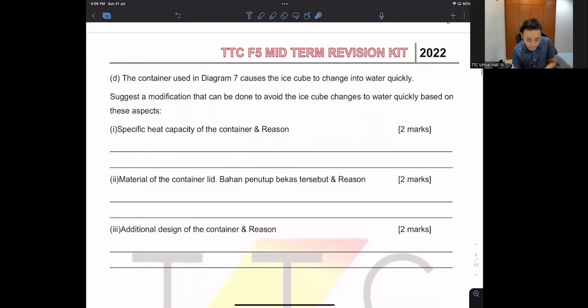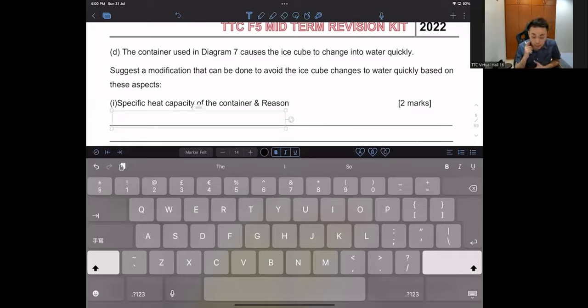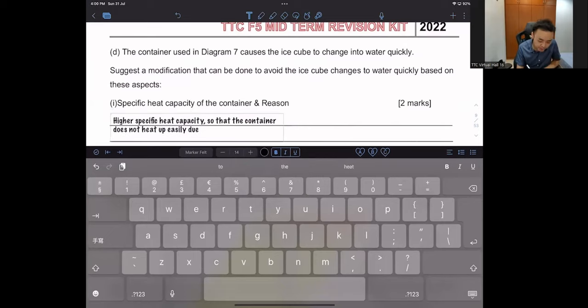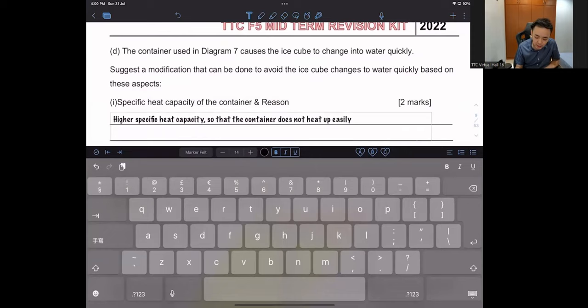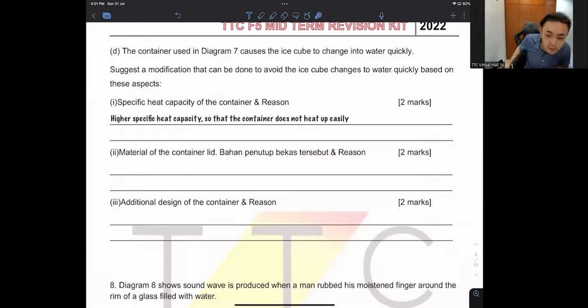Now, first things first, how to make sure the ice doesn't become water quickly. Step one, the specific heat capacity of the container should be higher. Why do you want high specific heat capacity? So that the container does not heat up easily. If it does not heat up easily, it won't heat up the ice cube inside. Now, this question is the overall idea, because often you get confused. You probably say, how come sometimes I see some books say low heat capacity, and some books say high?